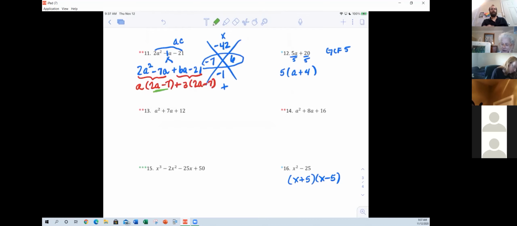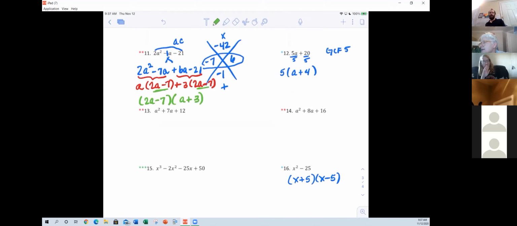Now both of these have a common factor of 2a minus 7, so I pull that out, 2a minus 7, and what I have left is the a plus 3. You can use the box method on that if you prefer. Whatever way you would rather do it is fine.